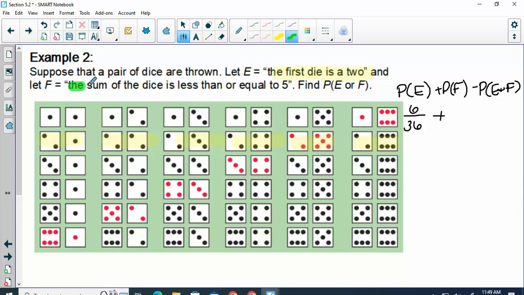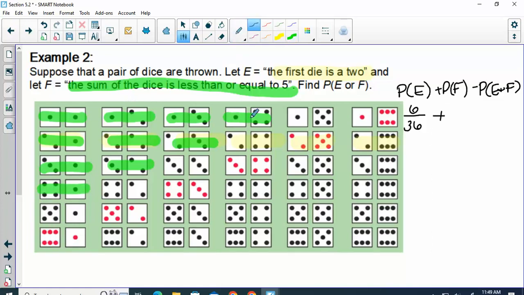Plus, F was the sum is less than or equal to 5. So how many of these were less than or equal to 5? So let's start counting. Okay, this is 2, 3, 4. Would I count this one? We said less than or equal to, so we want to go ahead and count it, but we couldn't count any of these. They're too much. This is 3, 4, 5. 4, 5. That one adds up to 5. Did I miss any? So how many options worked? So we have 10 out of 36.